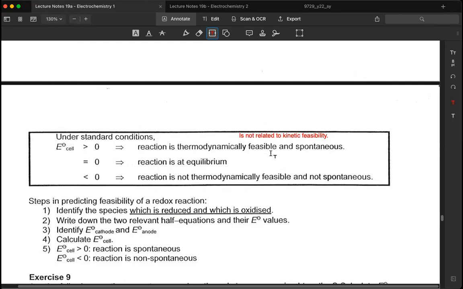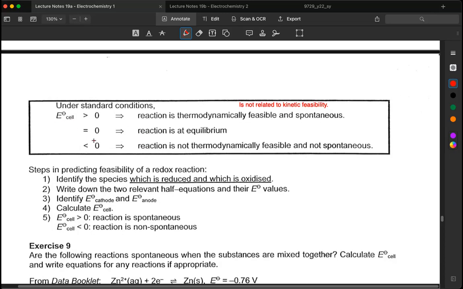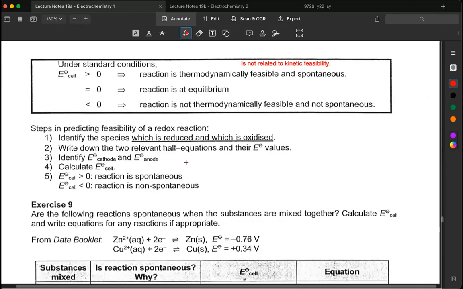It's not kinetic. For example, if you look at the enthalpy, remember the graphite to diamond? The enthalpy change may be very small, but because the Ea is so high, kinetically it is not possible. All right. If E0 cell is equal to 0, the reaction is at equilibrium. If E0 cell is less than 0, it is not thermodynamically feasible, not spontaneous. If you set it up, you will not form the reaction, no reaction.